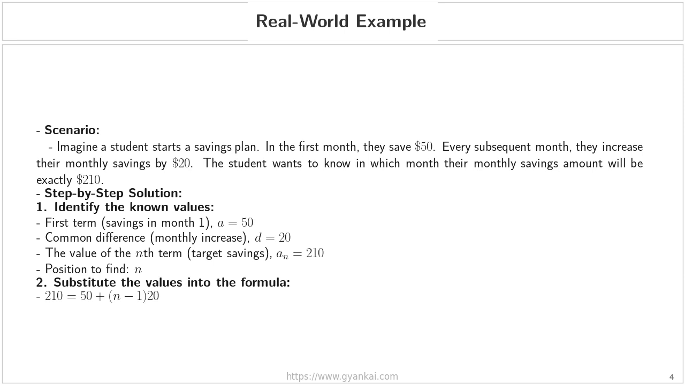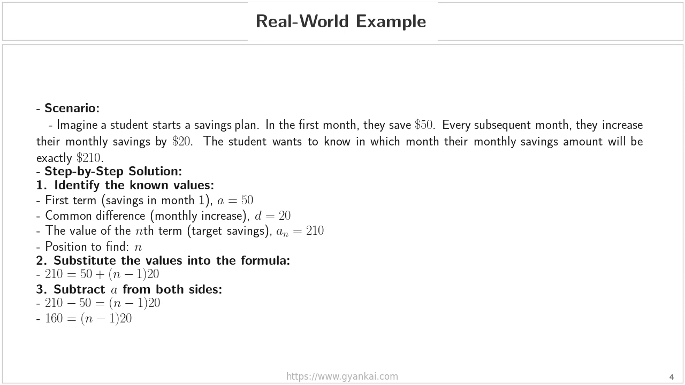Step 2, we substitute these values into our general formula. This gives us 210 equals 50 plus the quantity n minus 1 multiplied by 20. Step 3, now we follow our algebraic steps by subtracting the first term from both sides. 210 minus 50 leaves us with 160. So, 160 equals the quantity n minus 1 multiplied by 20.